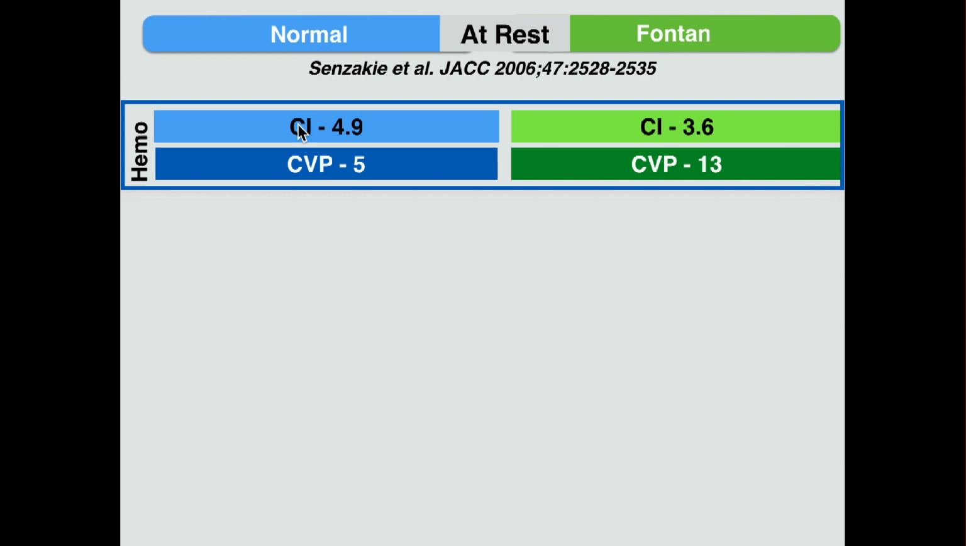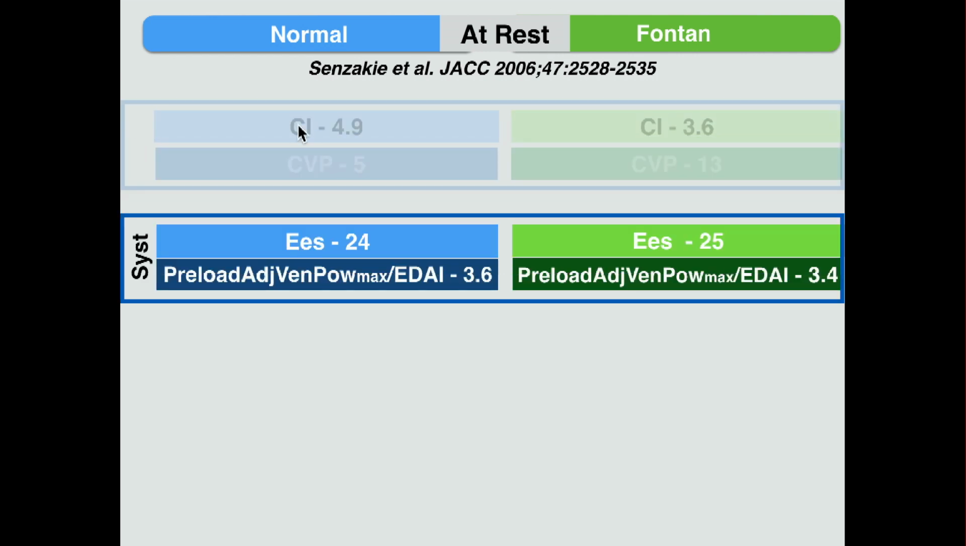And the first thing that happens with institution of the Fontan is that cardiac index drops. And similarly, CVP rises, and you can see on the left is the normal values, and then after institution of the Fontan circulation, the pressures increase as demonstrated. Ventricular function, however, intrinsic ventricular function does not change with institution of the Fontan circulation.